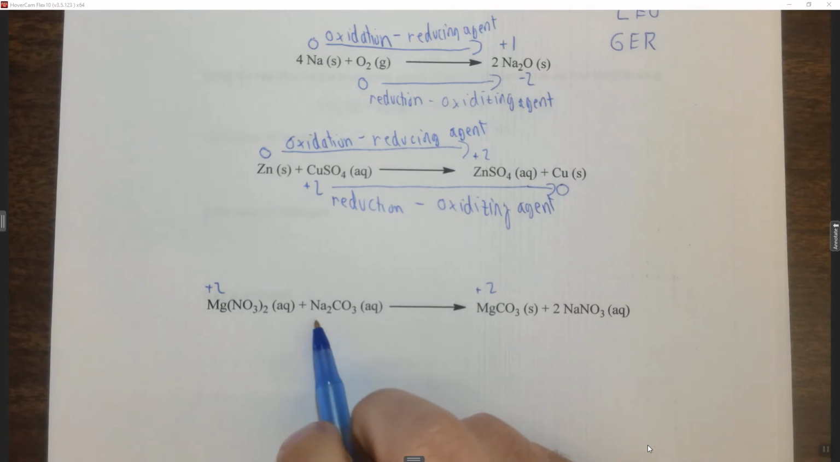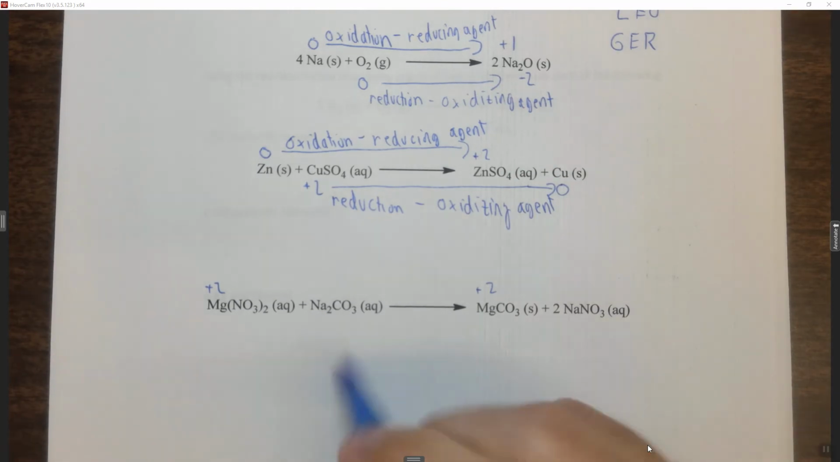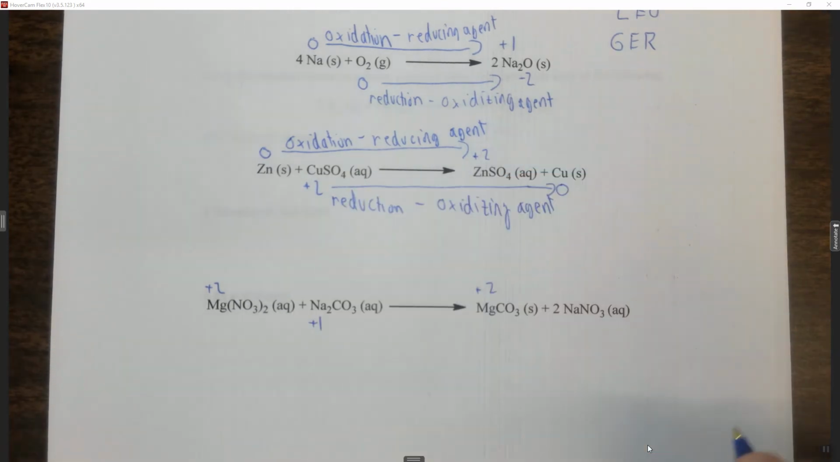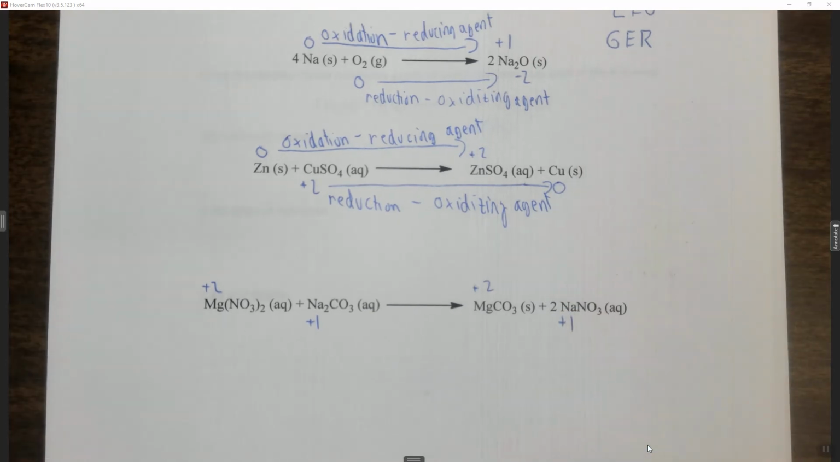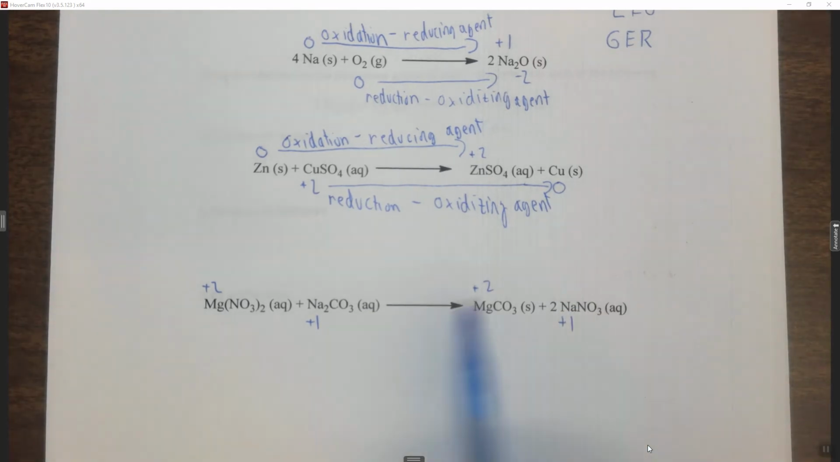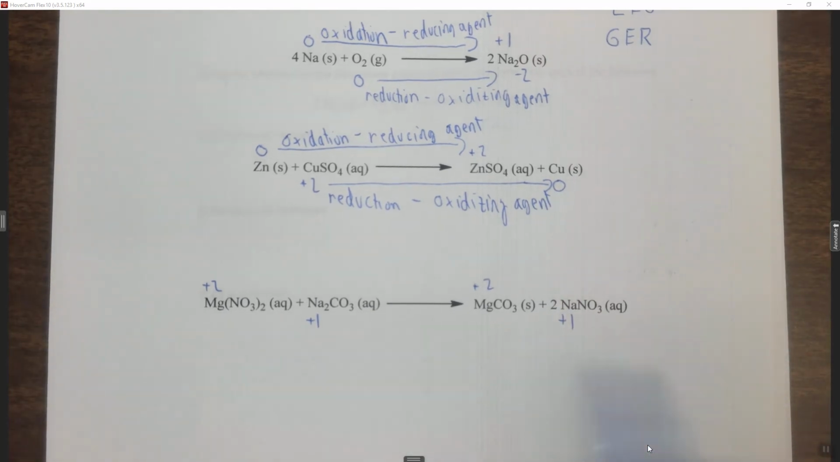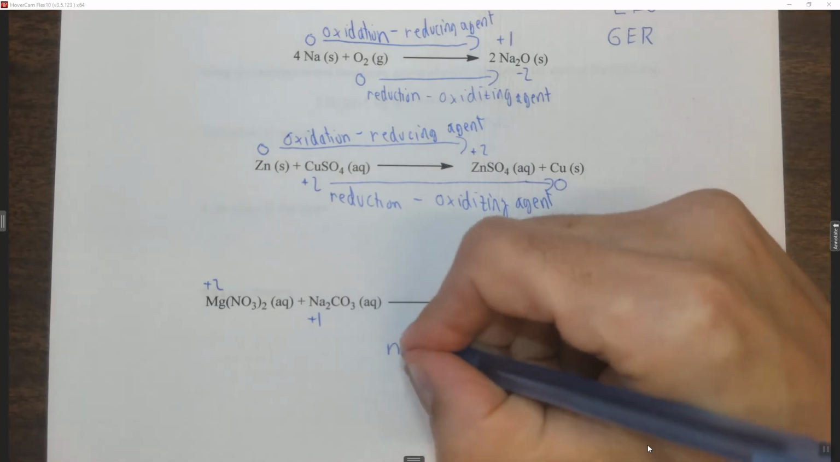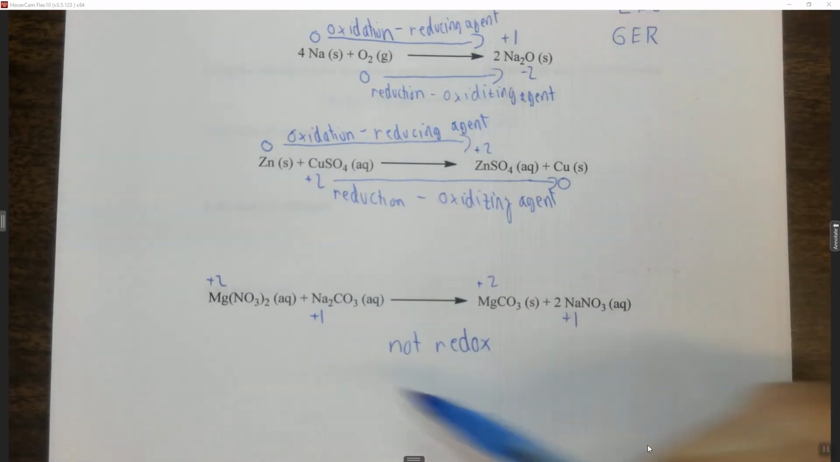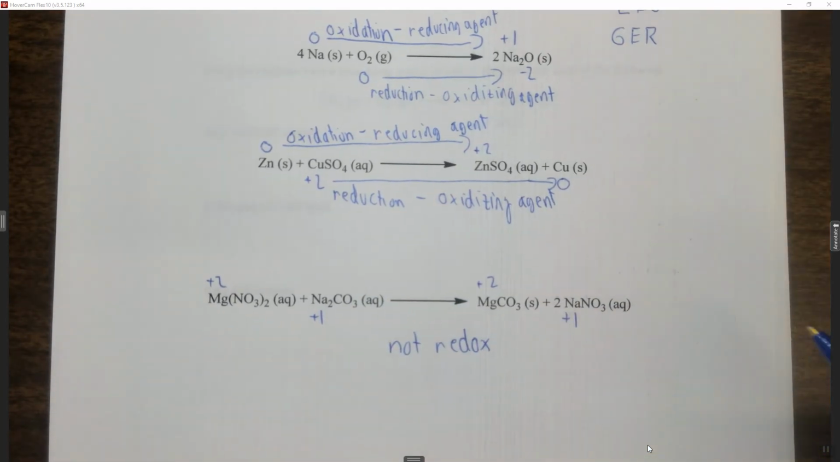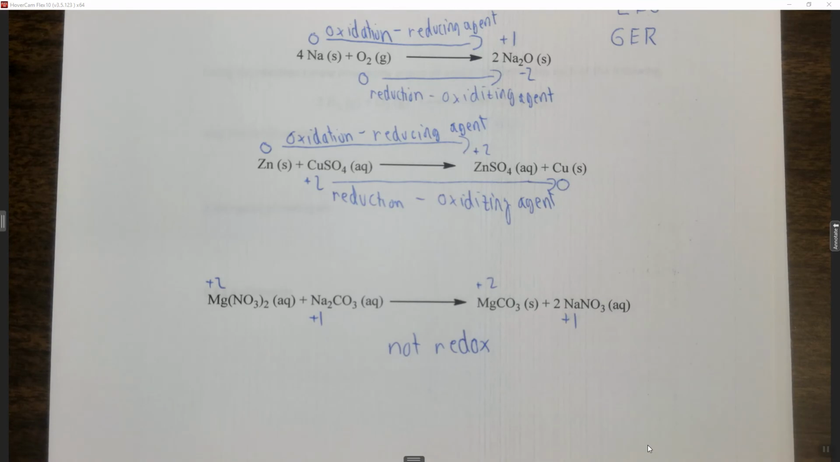Sodium is, in this case, plus 1 because it's in a compound. Sodium's always plus 1 in compounds. And sodium over here is also plus 1 because it's in a compound. So this went from plus 2 to plus 2 and plus 1 to plus 1. There is no change. This is not a redox reaction. So there is no oxidation reduction occurring in this double displacement reaction. And in fact, double displacement reactions are not oxidation reduction reactions.